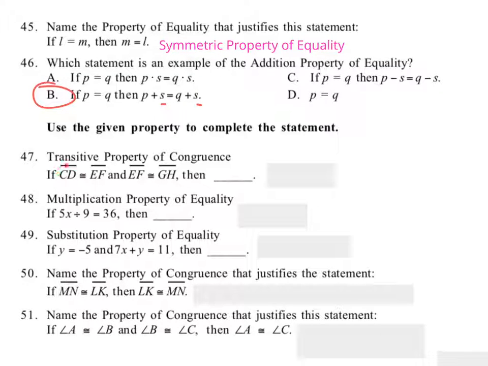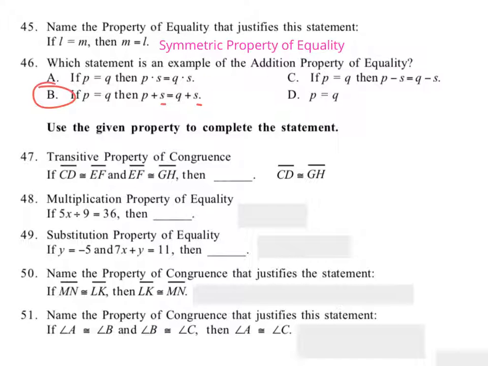Now, transitive property of congruence. It says, if segment CD is congruent to segment EF, and segment GH is congruent to segment EF, they're both congruent to segment EF, so therefore they must be congruent to each other. So segment CD is congruent to segment GH. If two things are congruent to the same thing, they're congruent to each other. So these are both congruent to EF. They're congruent to each other.